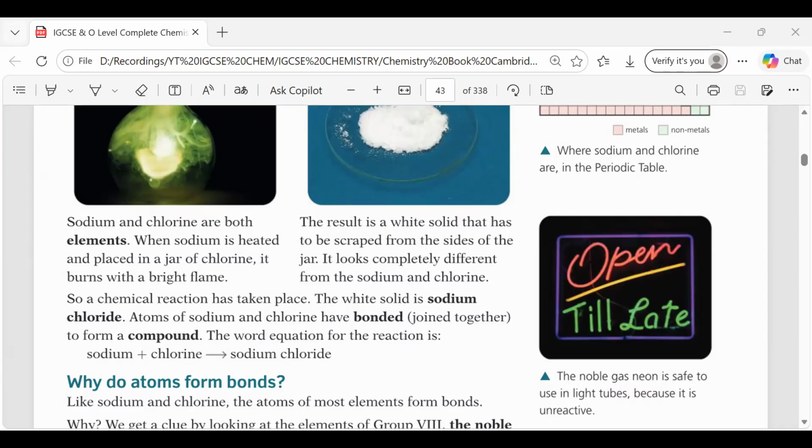Now, can you tell me why there is a minus one sign with the chloride ion? Now, this is not known as chlorine. This will be known as chloride ion. So why does it have a minus one charge?